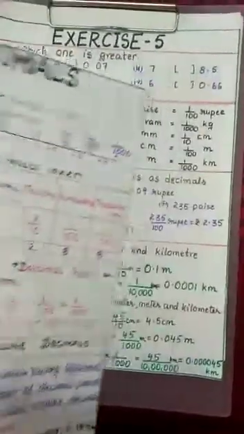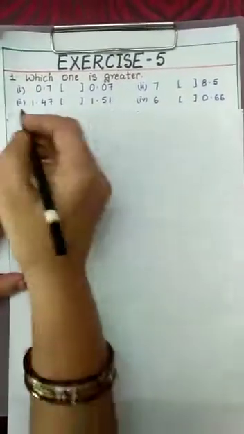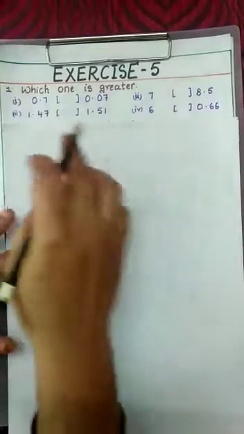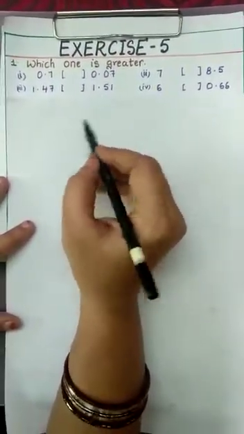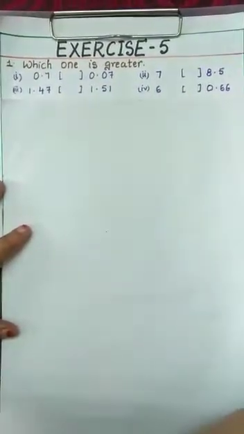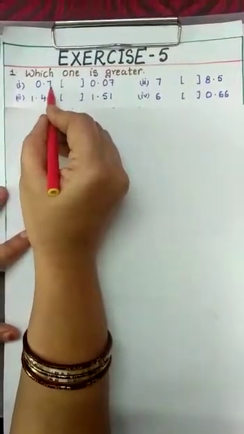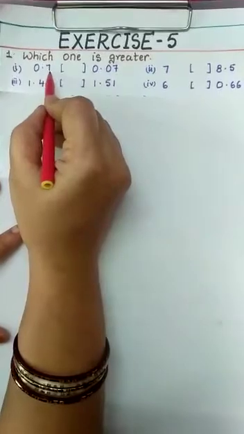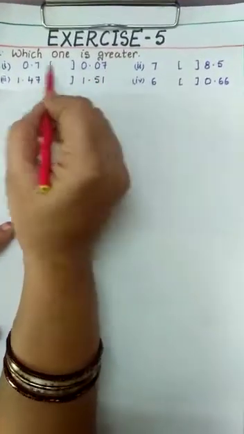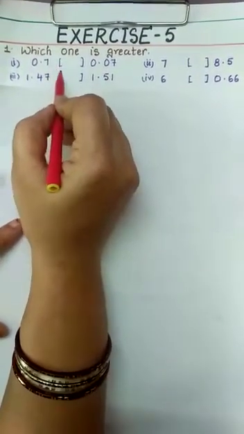Now let us solve some sums from exercise 5. Now here are some decimals. Now which one is greater? So before comparing this, whenever you find unlike decimals, convert them into like decimals, then we solve the sums. Now you see the first one, 0.7 and here 0.07. Here after the decimal you have one place, here you have two places. So these are unlike decimals. So convert into like decimals by inserting zeros.